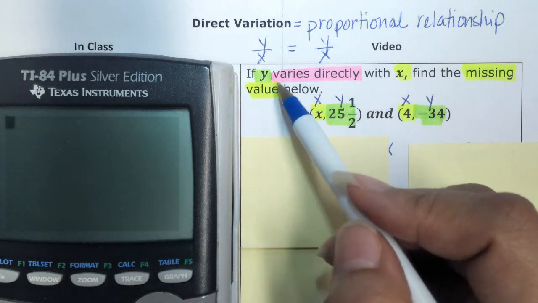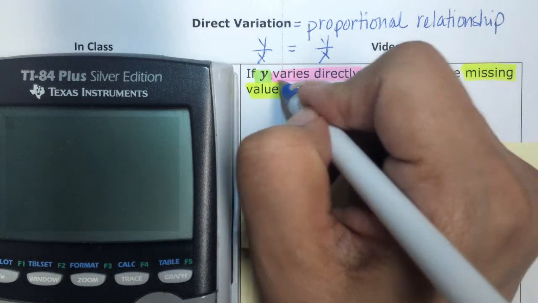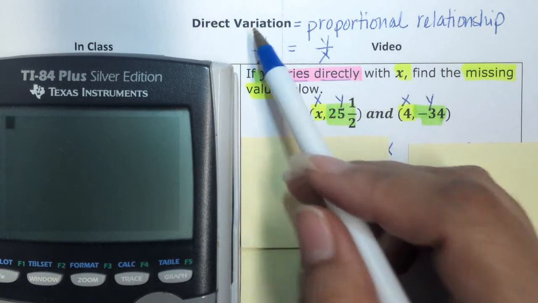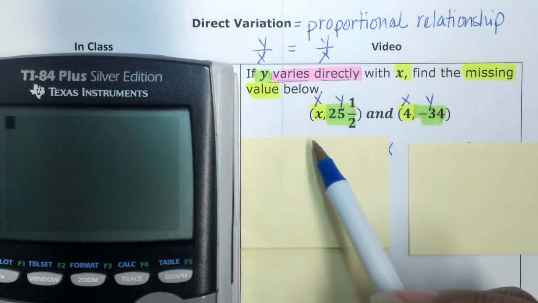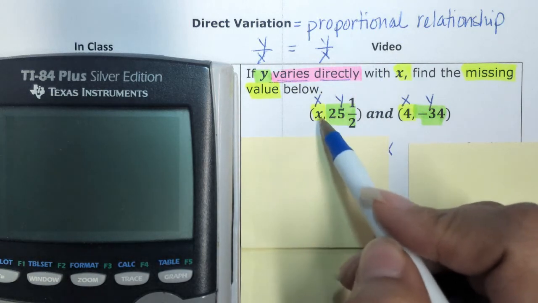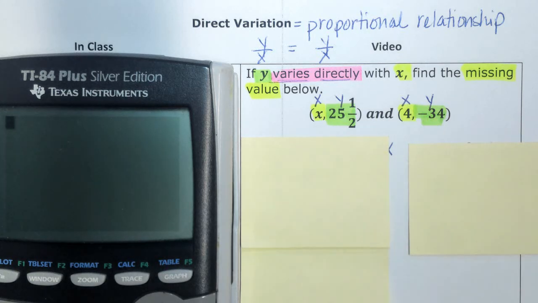In this problem it says if y varies directly with x, find the missing value below. The key here is "varies directly." If it's saying varies directly, it's talking about direct variation. So I have these two ordered pairs. This one has a missing value, and that's what I need to figure out. But I'm going to use this other one to help me figure this out.